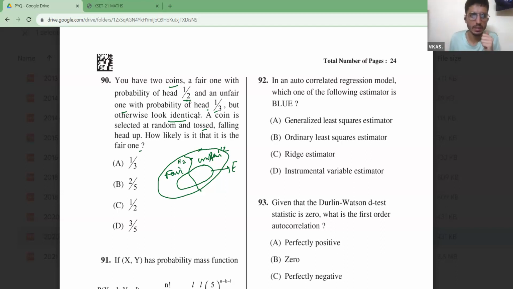Okay, I hope this is understood. Otherwise they look identical. A coin is selected at random and tossed. There are two things going to happen. First we have to select the coin randomly, then we have to toss. They are asking how likely it is that it is the fair one, that is, what is the probability that the coin was fair? Did you get my point?